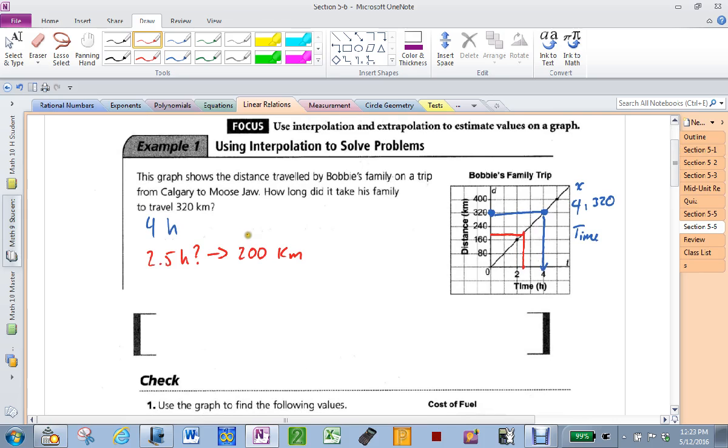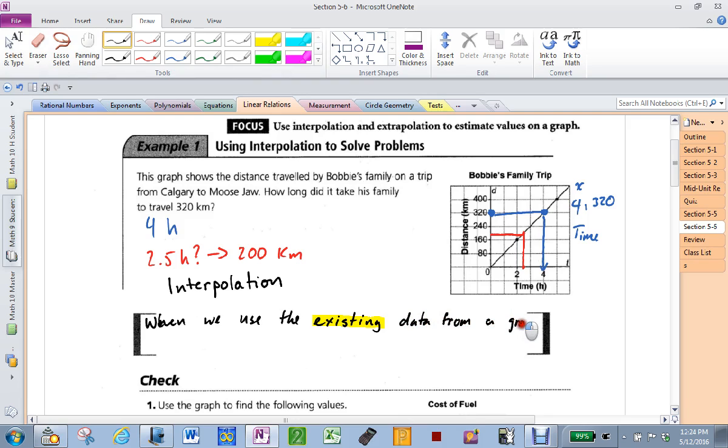So, this is what we call interpolation. And it is called interpolation because when we use the existing, please underline or highlight the word existing, when we use the existing data from a graph, we are interpolating. Nice spelling, Myers.